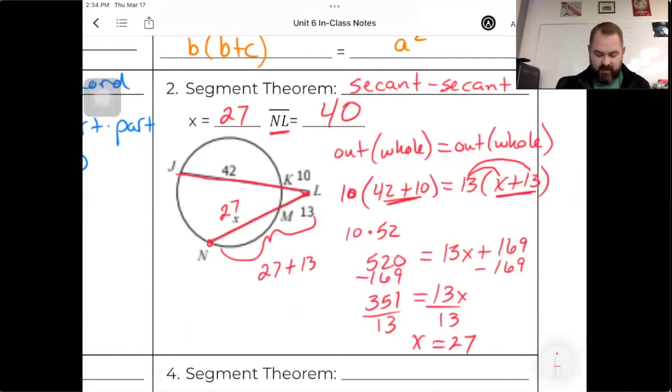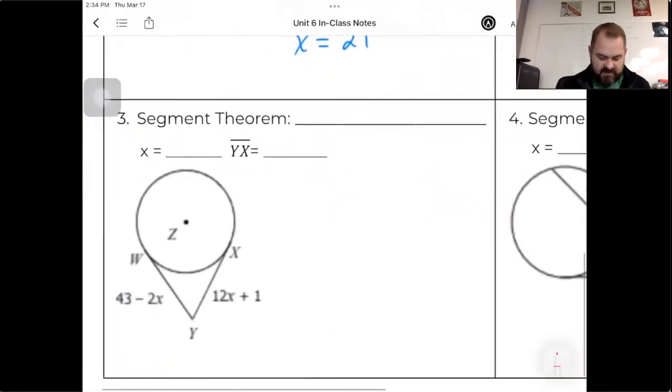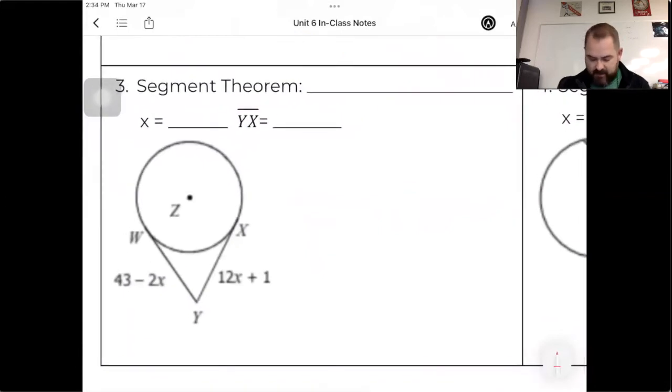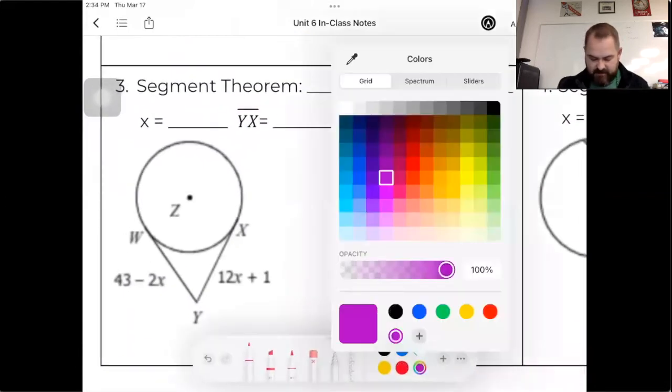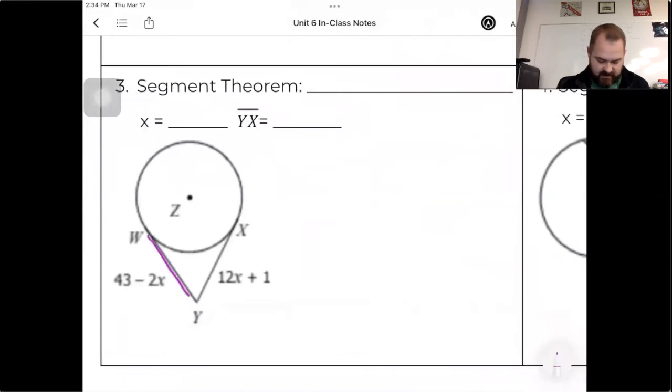Okay, let's keep moving right along. On number 3, this is another type of problem, but this time we're using tangents for both lines. Each of these lines is a tangent. So my tangent is my theorem. You can abbreviate like this. And that one's one of the easiest formulas. The tangent of one has to equal tangent on the other. Tangent equals tangent. So this equals this.